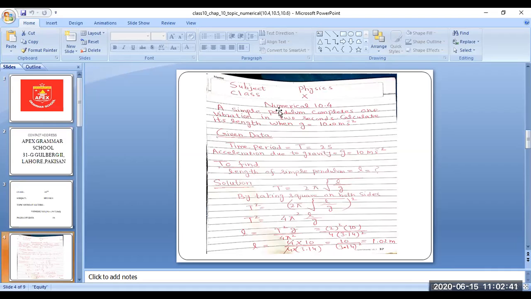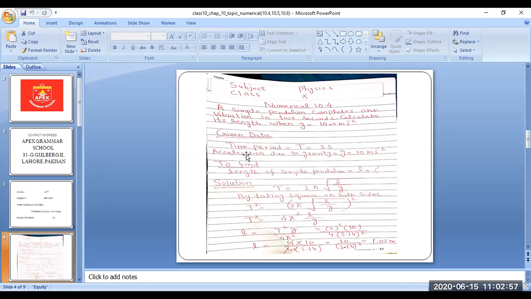A simple pendulum completes one vibration in 2 seconds. Calculate its length when g is equal to 10 meter per second square. This is the statement of the numerical. So we solve the numerical now.